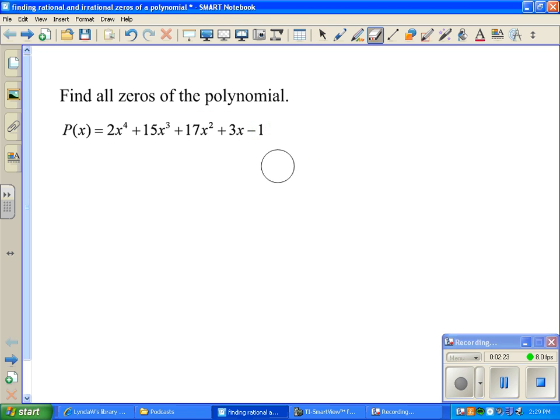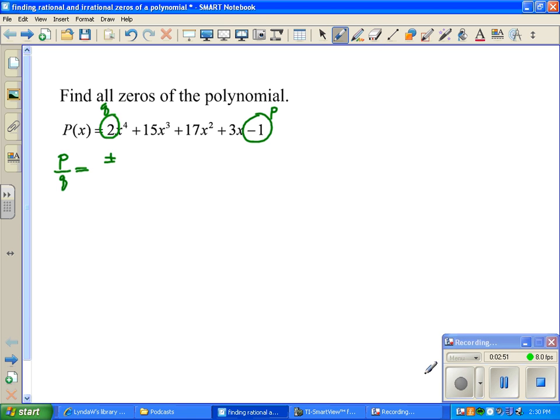All right, first thing that I would do to solve this problem is list out all the possible rational zeros. And the rational zeros are going to come from the quotient of p over q. P are the factors of the constant term, and q are the factors of the leading coefficient. So the factors of -1 are 1 and -1.